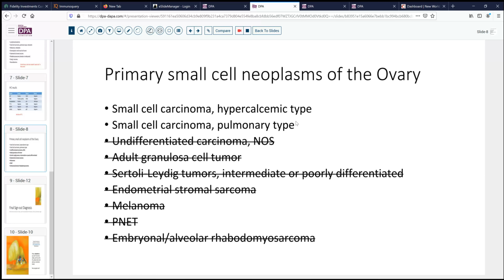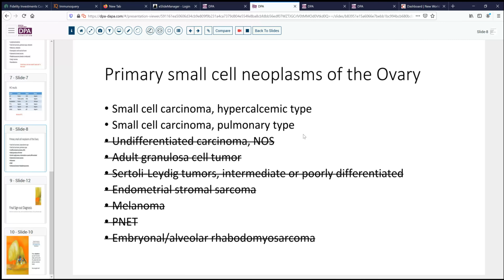Is this of the pulmonary type? Is it of the hypercalcemic type? Or is this just a neuroendocrine carcinoma that has overgrown other elements? And quite frankly, we don't have the full studies to differentiate that.